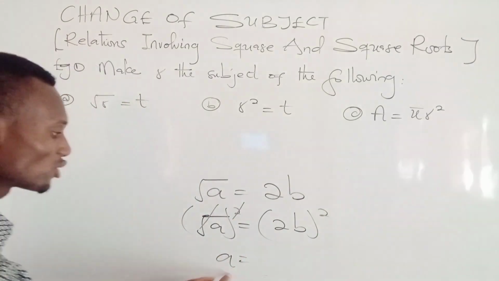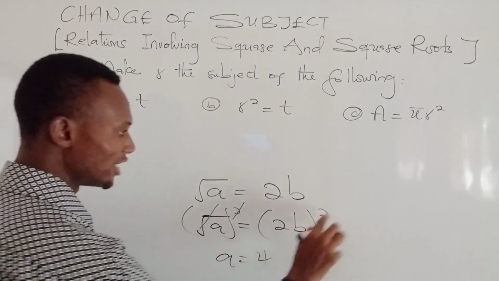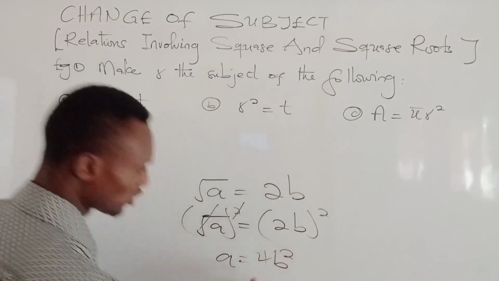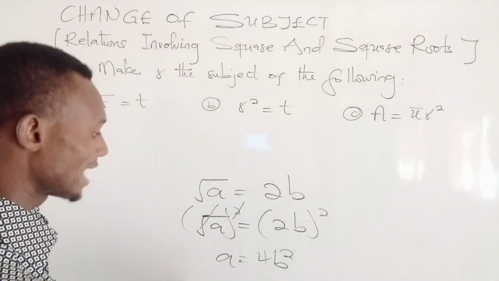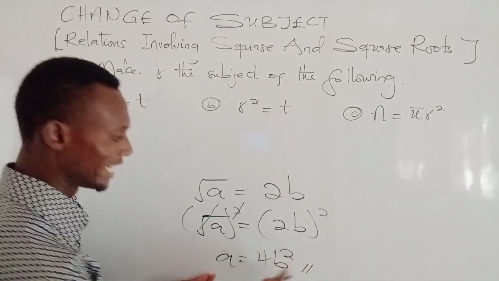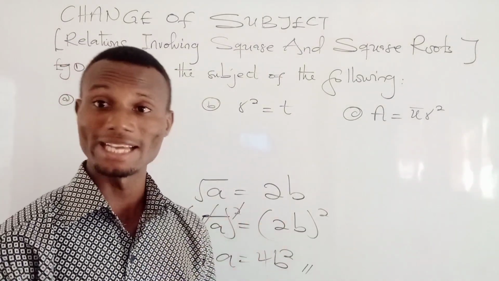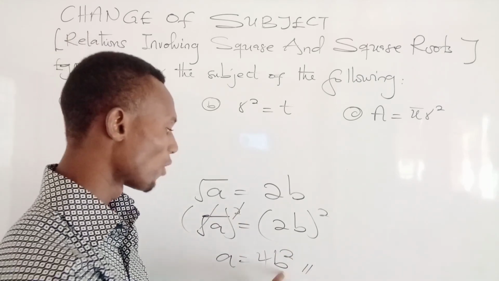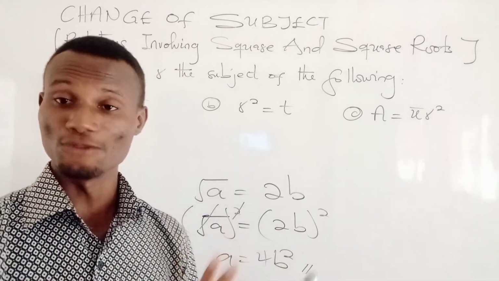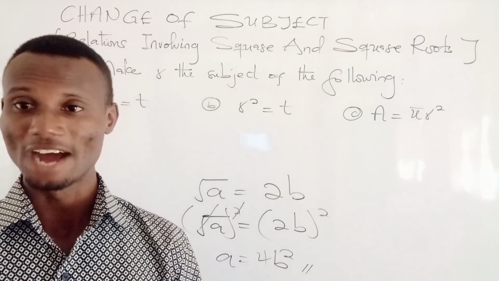So we are going to get A equals 2 squared is 4 and b squared is b squared. So we are going to get A equals 4b squared. Okay, and you can see that A is standing alone in this equation. So this is our final answer for making A the subject in this given equation. Okay, so A equals 4b squared. That's our final answer for making A the subject. I hope the explanation is clear enough up to this point.